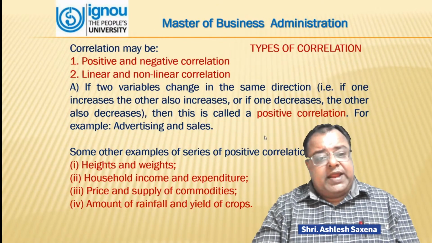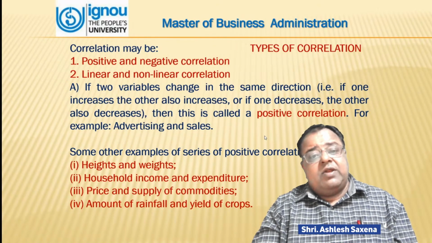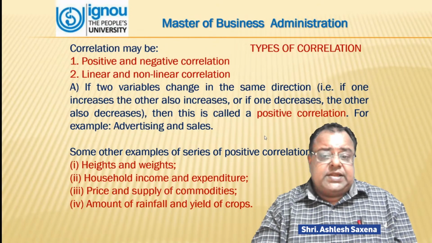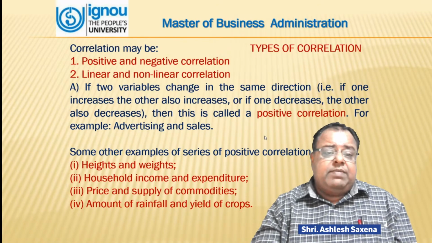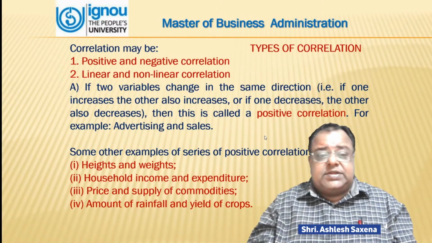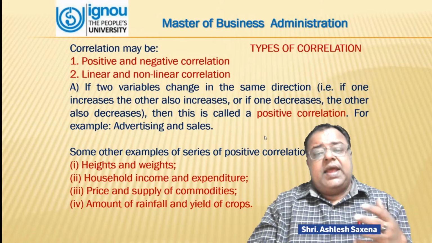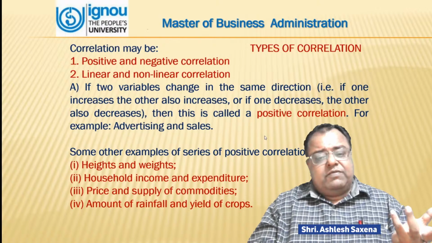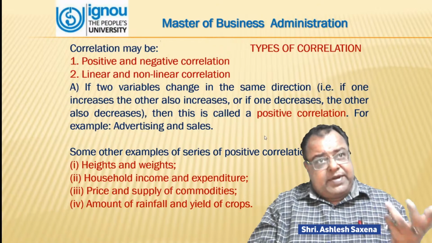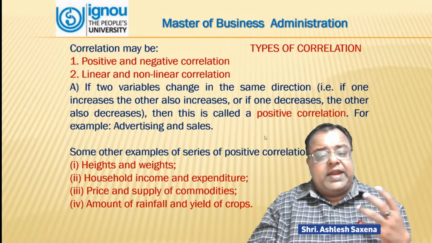Correlation may be positive and negative, and the second type is linear and non-linear correlation. If two variables change in the same direction, that is, if one variable increases, then the other also increases, or one decreases, the other also decreases, then it is a positive correlation. For example, advertising and sales. And some other examples of positive correlations are height and weight, household income and expenditure, price and supply of commodities, amount of rainfall, and yields of crop.